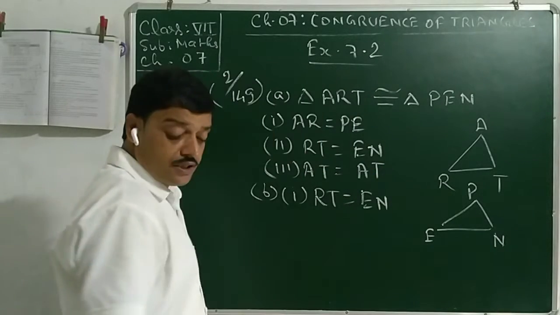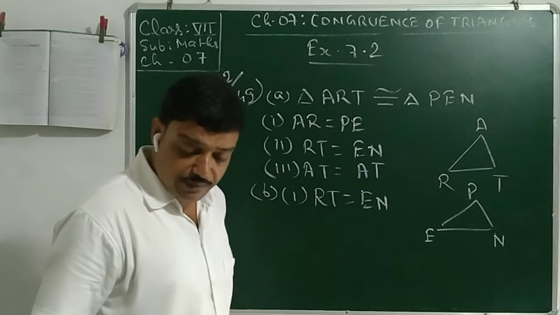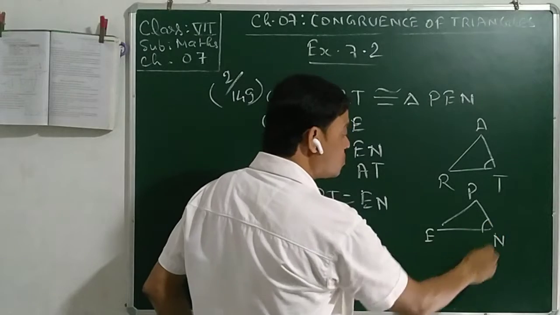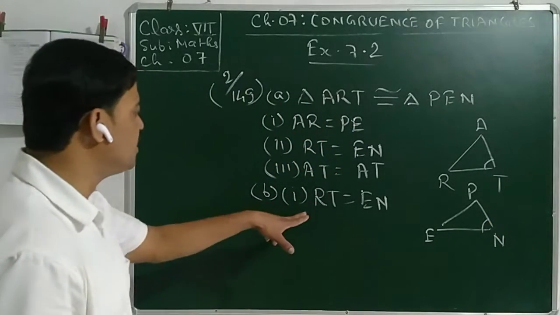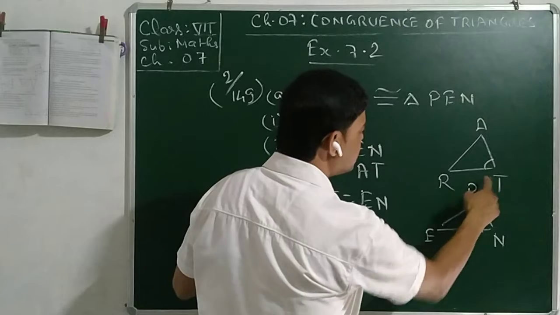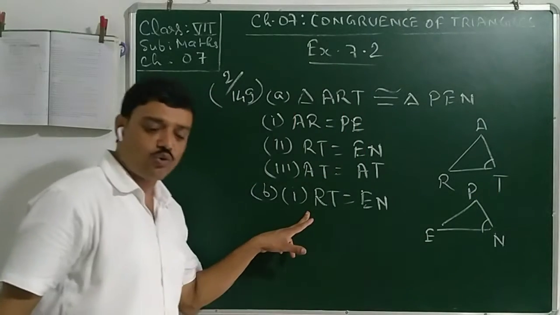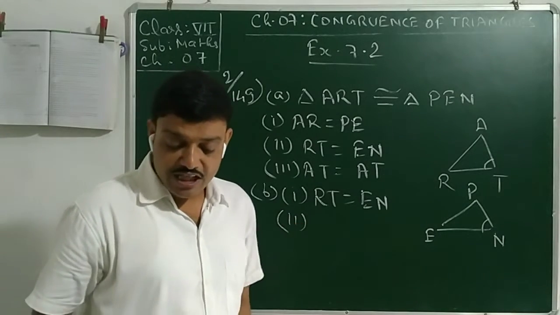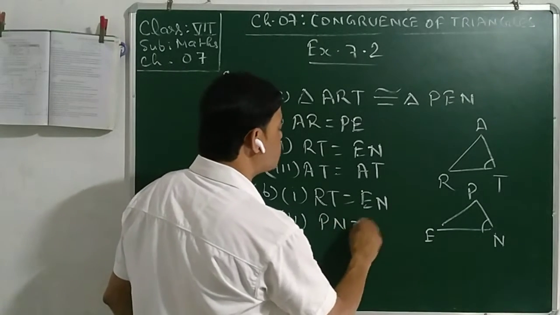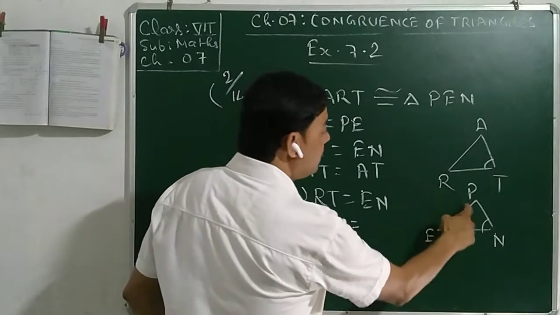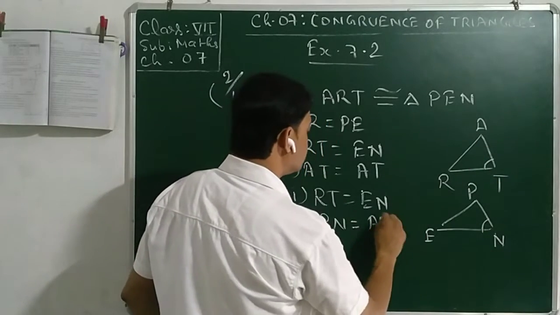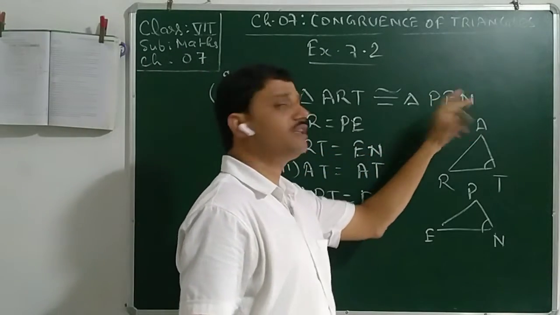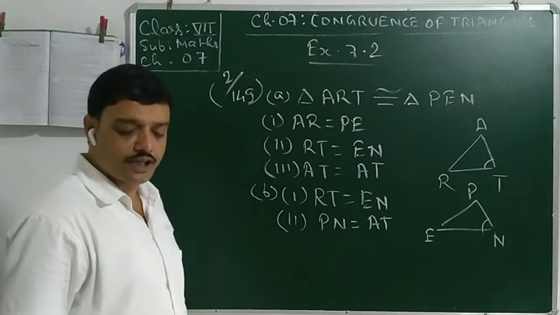It is given in the second condition that angle T equals angle N. Of course, in this condition, RT, this base side, will be equal to EN, as those are corresponding. Similarly, the second thing is PN. The side corresponding to PN will be AT. Here, PN, first and third alphabet, also.